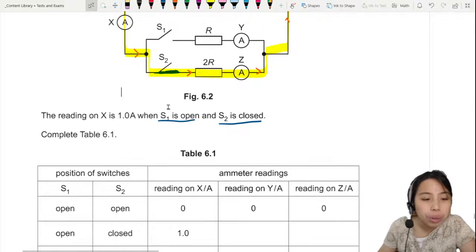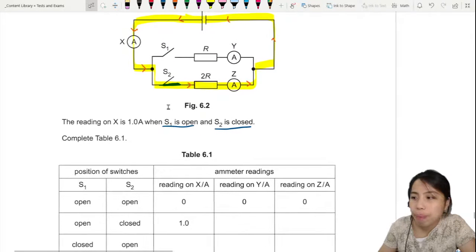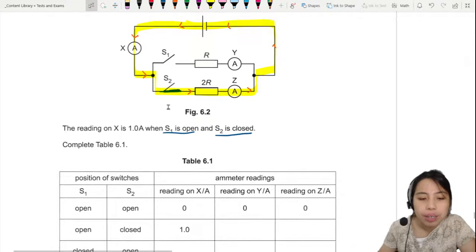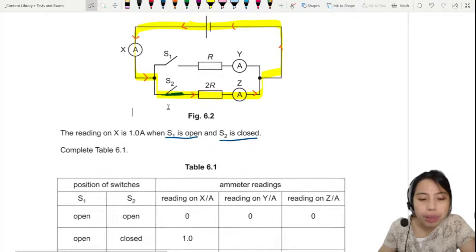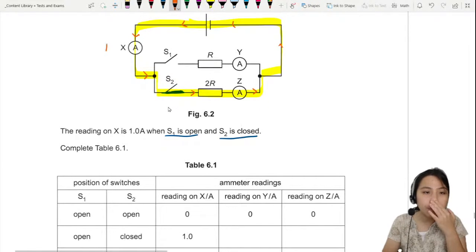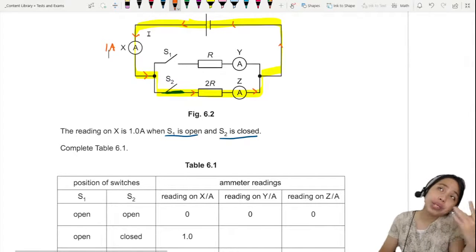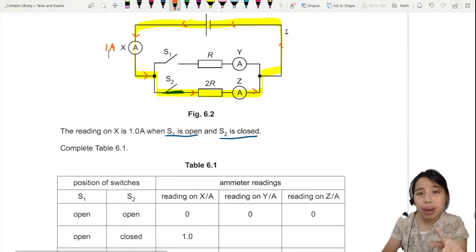Okay, so what do we have here? We need to complete the table, right? So the first one, S1 is open, S2 is closed. What's the reading on X? We got current, 1 amp. Reading on Y. Is there any electricity flowing through this Y? Electric current will only flow in a complete path. So there's a dead end here. There's not going to be any current, so I'm just going to go with 0.